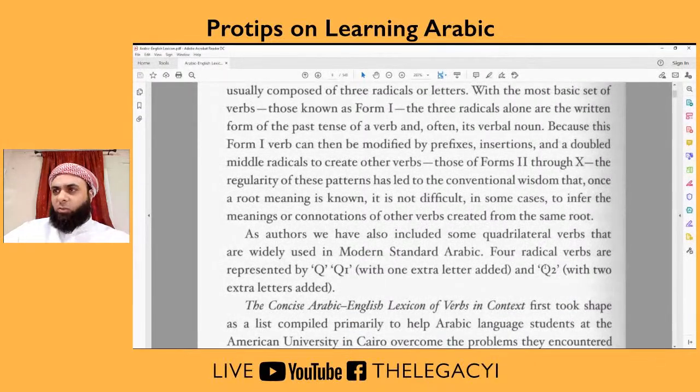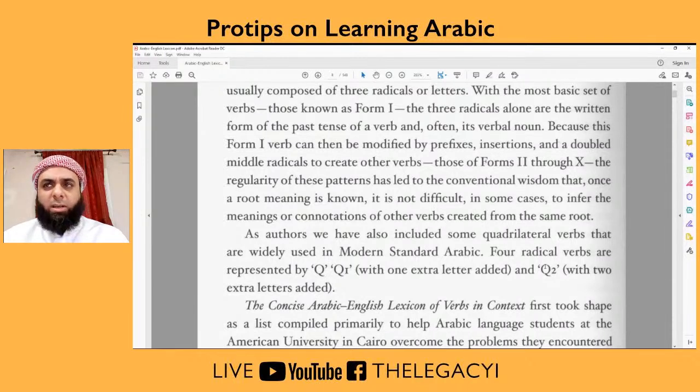They've made a note here that they've also included four root verbs. There are in this dictionary some four root verbs. As authors, we've also included some quadrilateral verbs that are widely used in modern standard Arabic because one of the purposes of this dictionary was to make easy the learning of Arabic for students, to facilitate their learning and increasing their vocabulary.